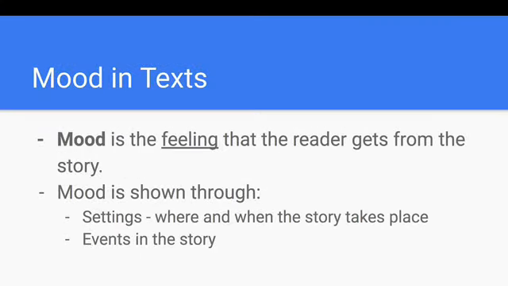People feel moods, which is true, but mood is also in text. Mood is the feelings that the reader gets from the story. Mood can be shown through settings, so where and when a story takes place, or events in the story.